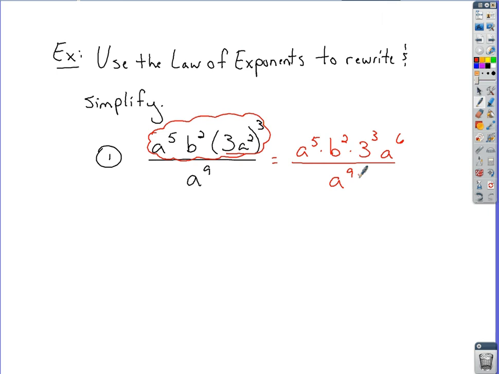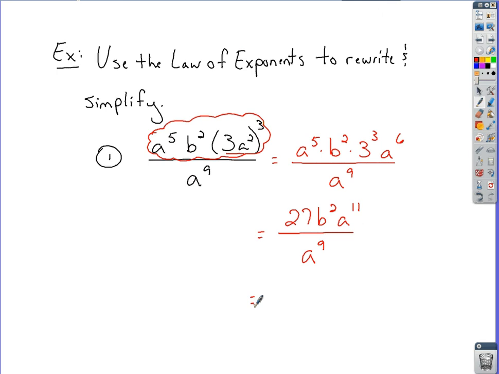If we continue to simplify the numerator, we could start multiplying some things together. We could also evaluate this 3 cubed. 3 cubed is 27, so I'm going to bump that to the front. b to the second is what it is. But with the a's, now we've got a to the fifth times a to the sixth. If you've got like bases, you add your exponents here, so that would be a to the 11th, all over a to the ninth. The numerator is as simplified as we're going to get it because we're down to one variable of each type. We're ready to divide things out.